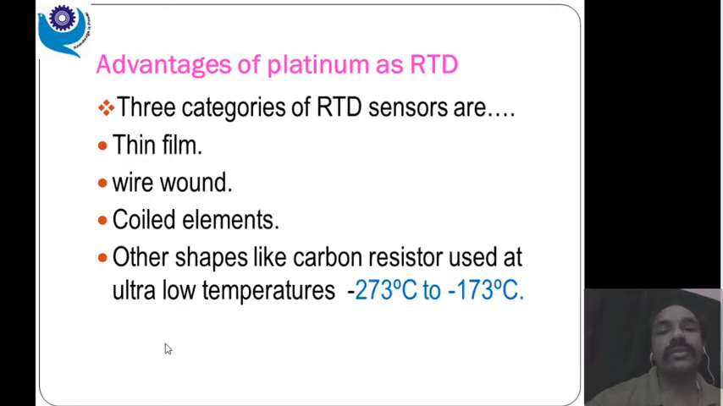So advantages of platinum. There are 3 categories of RTD that we can see: thin film, wire wound, coiled elements. Other types are like carbon resistor used at ultra low temperatures, minus 273 degree centigrade to minus 173 degree centigrade. These are the special RTD, right? Basically used for very low temperature applications, isn't it?